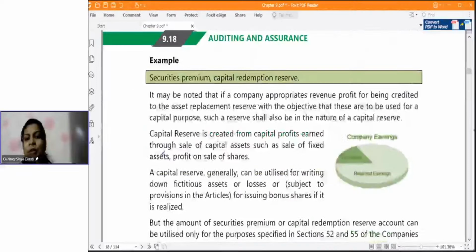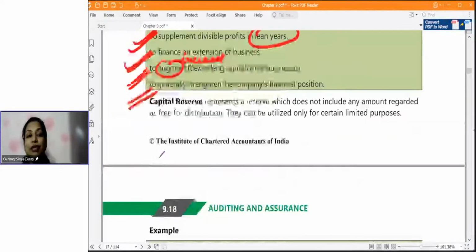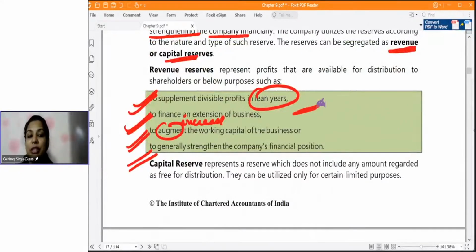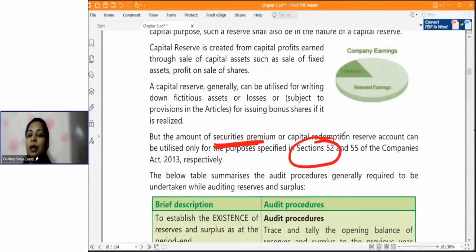So the company may appropriate any of its revenue profit for being credited to asset replacement reserve. तो वो आपका कैपिटल रिजर्व हो गया. Another example can be your capital redemption reserve. तो सेक्शन 55 बताएगा आपको कि सीआरआर आप कहाँ कहाँ यूटिलाइज कर सकते हो. तो what is the difference between your revenue reserve and capital reserve? Revenue reserves are free for distribution as dividend, and these can be used for financing the extension of business, or to augment the working capital of the business, or to strengthen the company's financial position. But this is not the case with respect to capital reserve, because उनको आप सिर्फ limited purposes के लिए use कर सकते हो, as is given in section 52 with respect to your securities premium, and section 55 with respect to your capital redemption reserve.